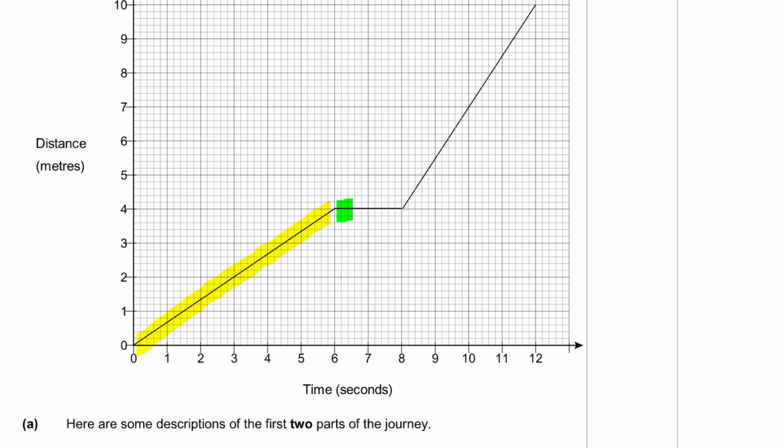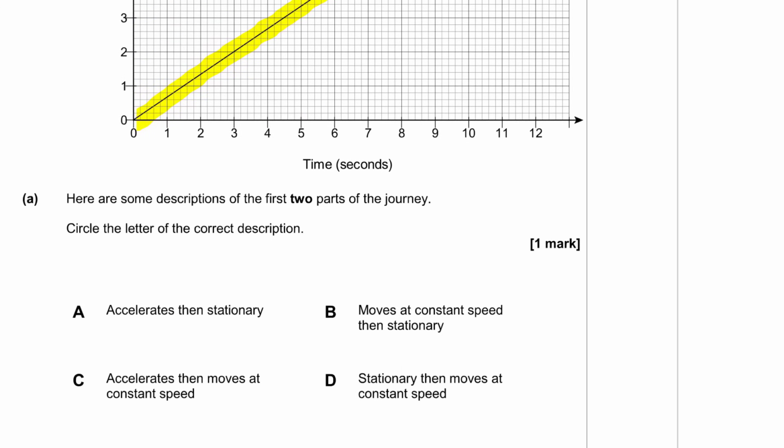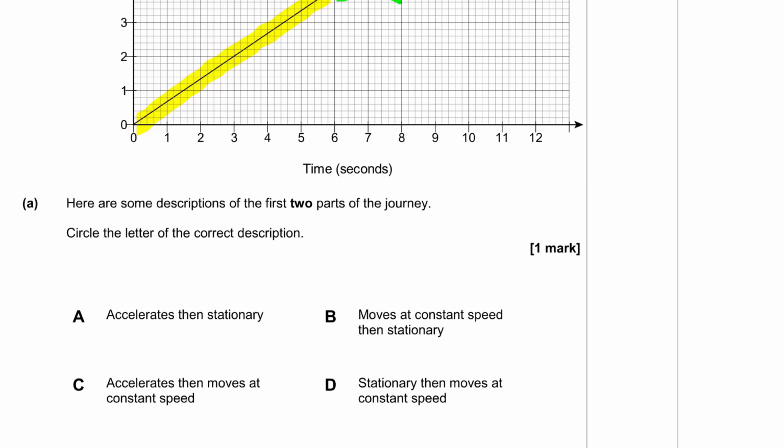And then the next part, the distance isn't changing for a period of time, so that would indicate that the toy train is at rest. So which one of the descriptions most accurately displays that? So it must be B, moves at a constant speed and then is stationary.